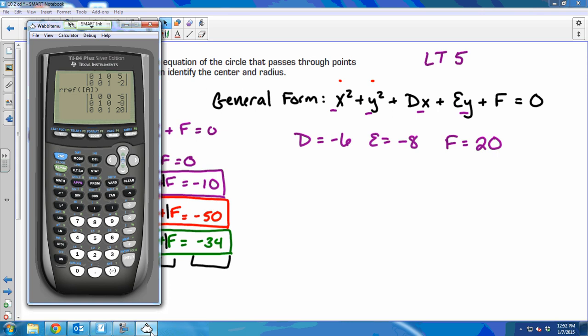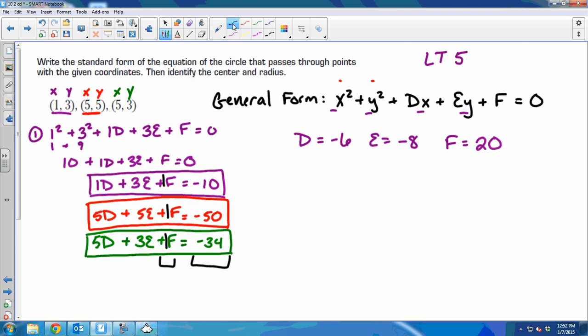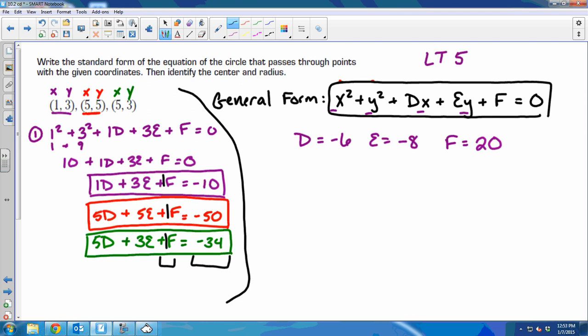All right, now that we have D, E, and F, I can go back and use the general form. I'm ignoring everything else that I've done already. All this stuff was important to do in the calculator, but now it doesn't matter anymore. Now I know what D, E, and F equal. So I'm going to go back and fill out general form. I'm going to leave the x's and y's there. And we're going to have an equation in general form that looks like the ones we did last night: x squared plus y squared minus 6x minus 8y plus 20 equals 0.